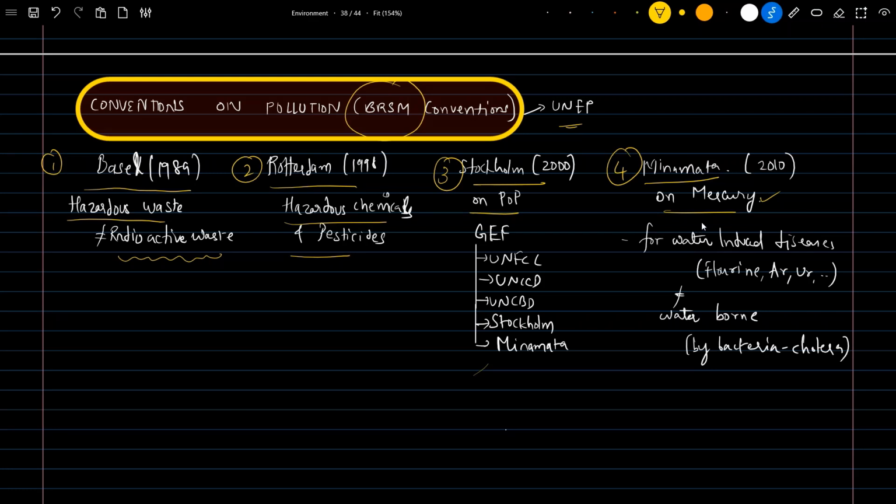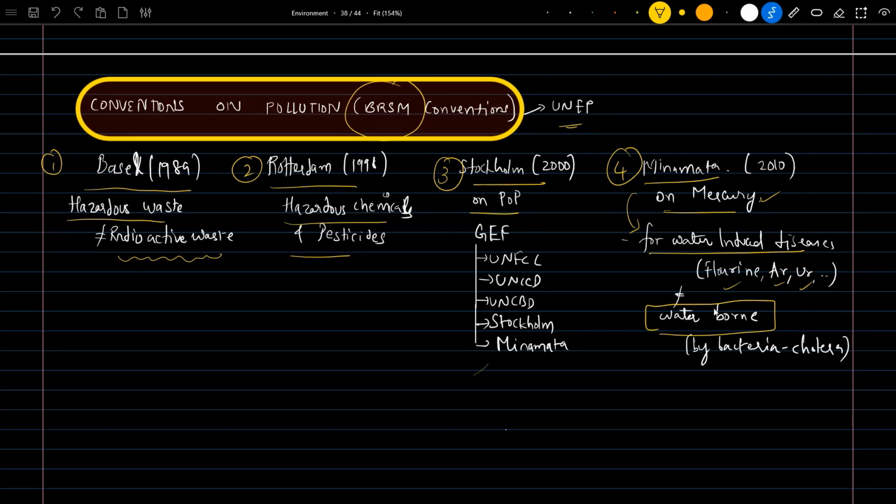Next, this Minamata Convention is basically for water-induced diseases like fluorine, arsenic, uranium, but it does not deal with anything related to waterborne diseases. Cholera is a waterborne disease. So it deals only with water-induced diseases, not waterborne diseases. So we also need to remember this thing.